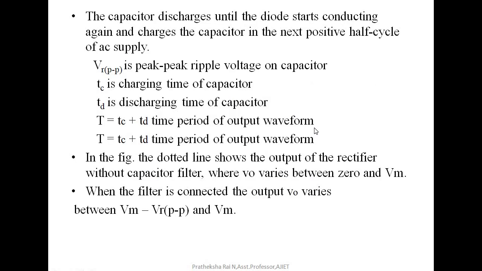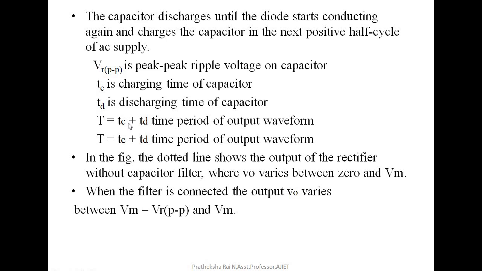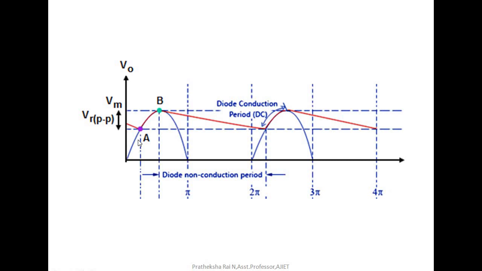Now the capacitor discharges until the diode starts conducting again and charges the capacitor in the next positive half cycle of the AC supply. Now what is VR peak to peak? This value VR peak to peak is the peak to peak ripple voltage on the capacitor. What is TC? I'll write here, this is TC. And this time is TD.